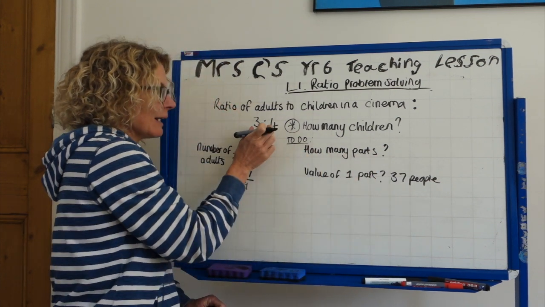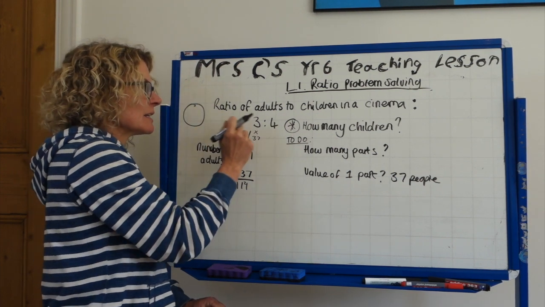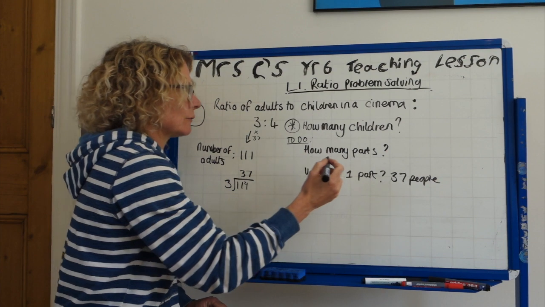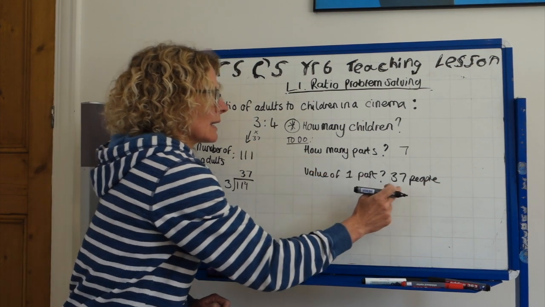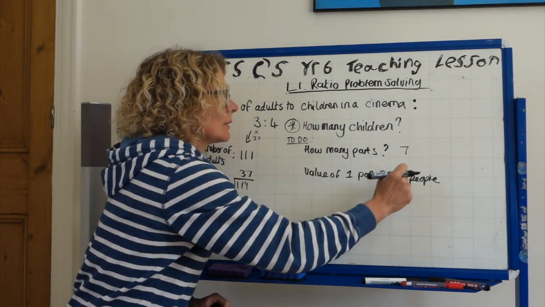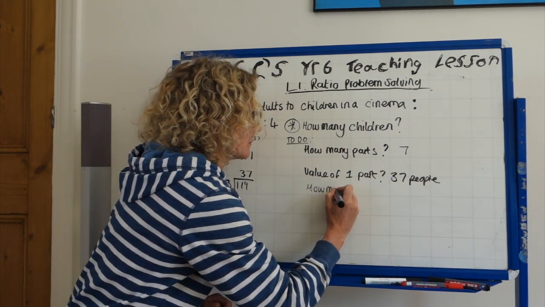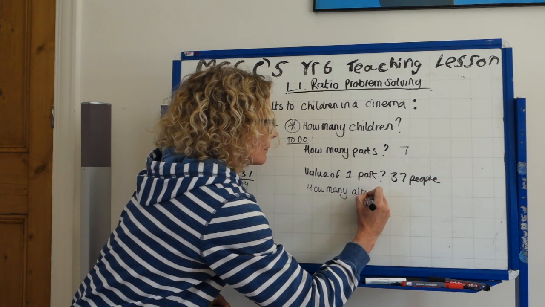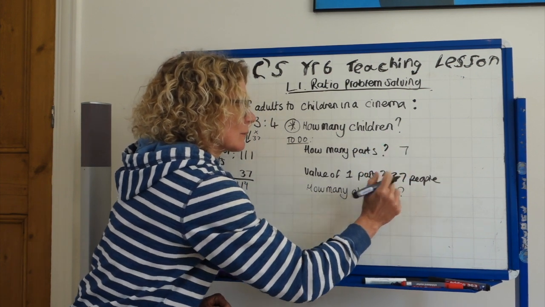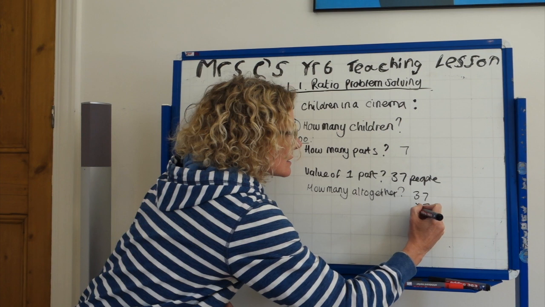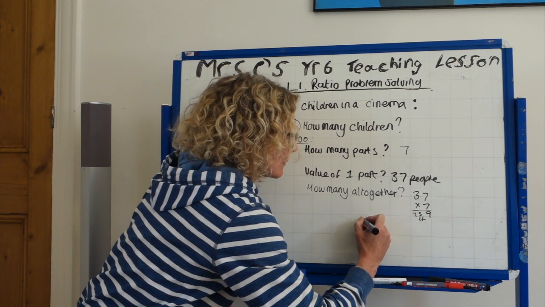How many parts has that whole pie of how many people were at the cinema been split up into? 3 add 4 is 7. Okay, so we know that each portion is worth 37 and we know that there are 7 portions. So how many people altogether? What sum are you going to do? 7 portions, 37 people per portion. 37 times 7, 3 7s are 21, 25, 259 people.